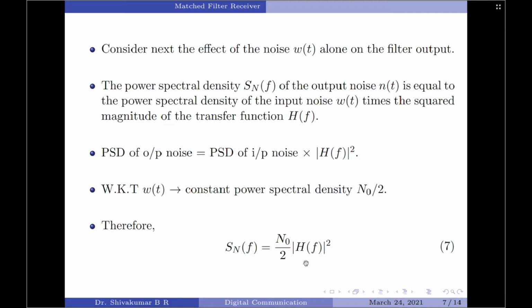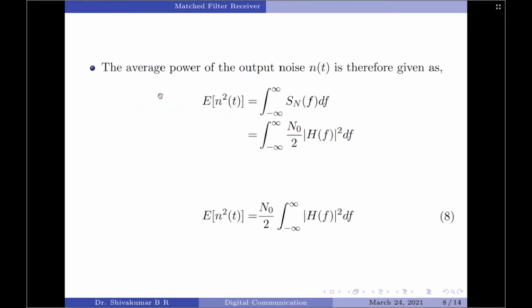To find out the output power, we now need to average the power spectral density, and that is what we do next. So we state that the average power of the output noise, which is n of t, is given as expectation of n square of t equals, since we have the power spectral density as a continuous function, we need to integrate between the limits minus infinity to plus infinity. So that is what is being done here.